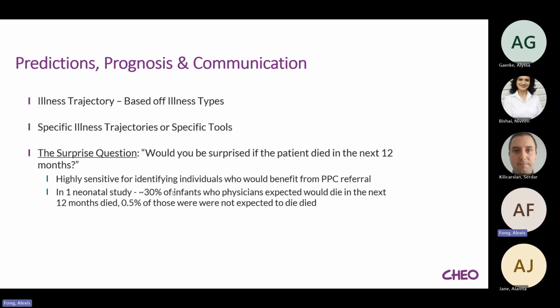Again, there's a surprise question. It's highly sensitive for identifying individuals who would benefit from referral. In one neonatal study, around 30% of infants who physicians expected would die in the next 12 months died, and only 0.5% of those who were not expected to die died. So not great. That's still 70% of individuals who lived, despite people thinking that they may die. But you can certainly see that some of that insight does prove effective in terms of the difference of the 30 to 0.5%.